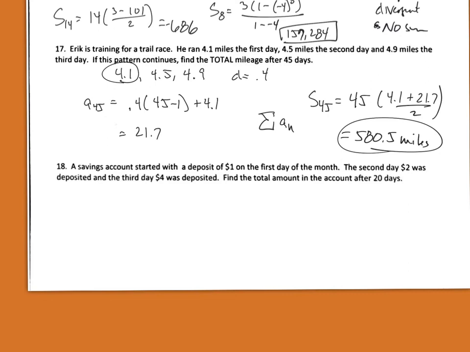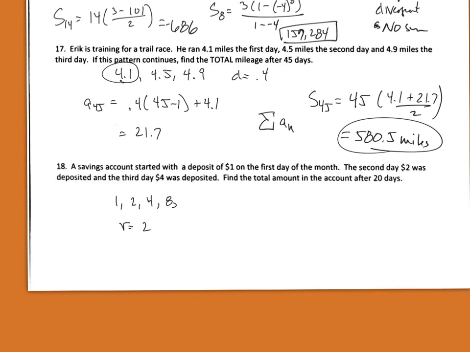So for this one, we have $1 on the first day, then $2, then $4. Oh. So it looks like we're multiplying by 2, right? Because then, so 1 times 2 is 2, 2 times 2 is 4, 4 times 2 is 8. So these are the numbers. If you wanted to, you could write out all 20 and add them together.